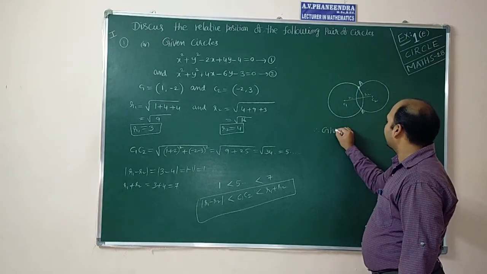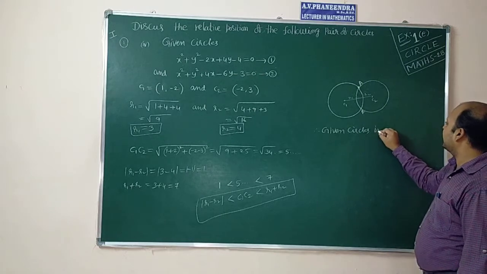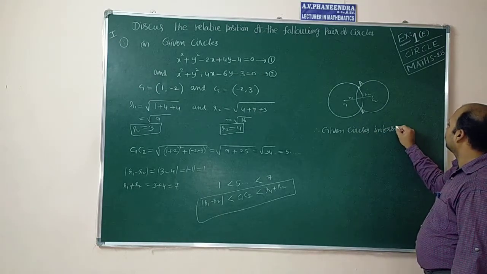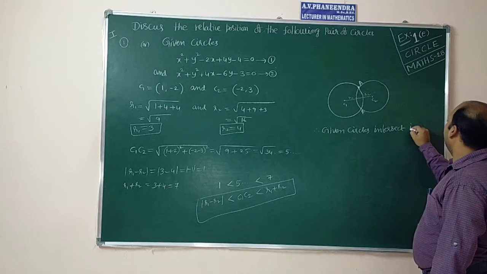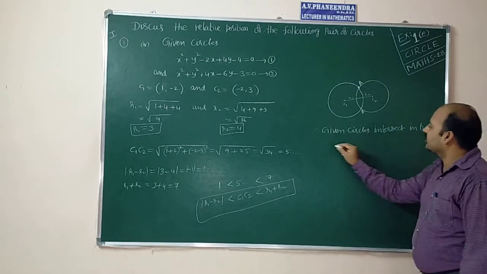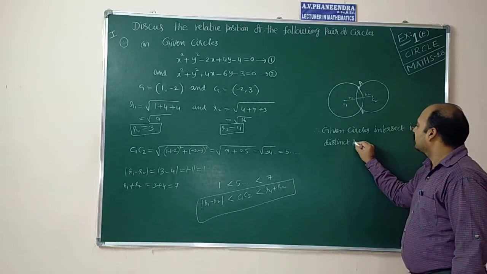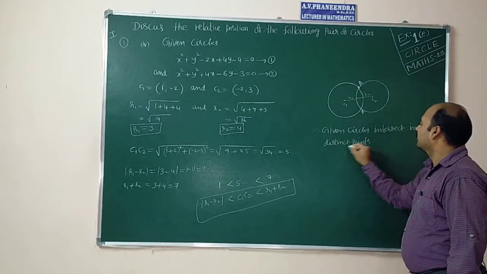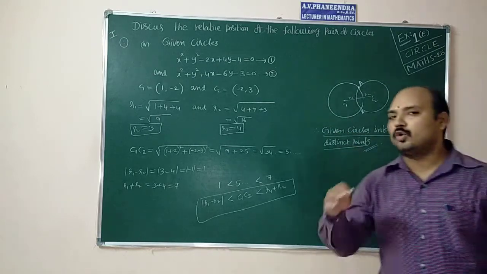Given circles intersect. The given circles intersect in two distinct points. Like this you have to give the conclusion.